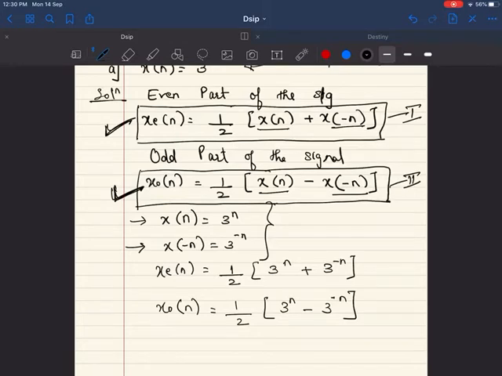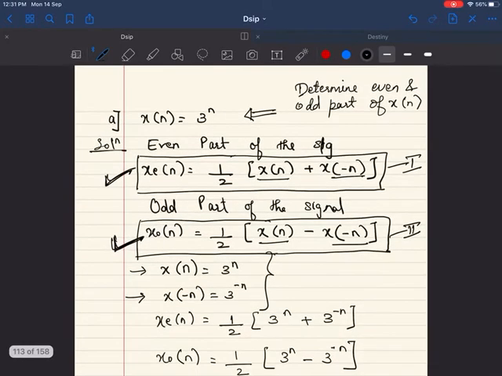So x e of n is equal to half of 3 raised to n plus 3 raised to minus n, and x o of n is equal to half of 3 raised to n minus 3 raised to minus n. This is the even and odd part of the signal.